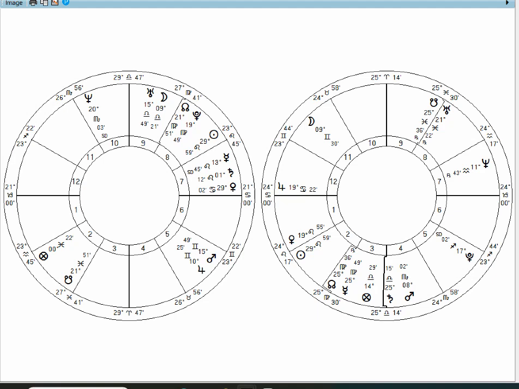Now, if you see, there are two charts. The one on the left is the natal chart. This person was born in the year 1977, 16th of September at 4:02 p.m. in Bangalore, India. And this is his solar return chart for the year 2014 of September.